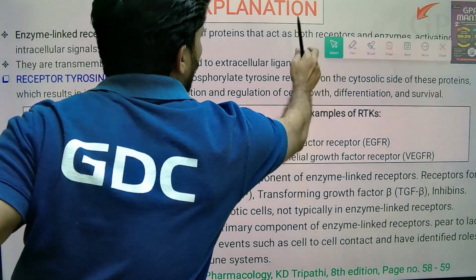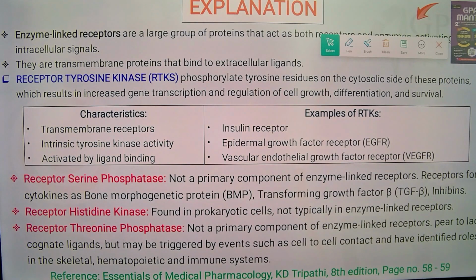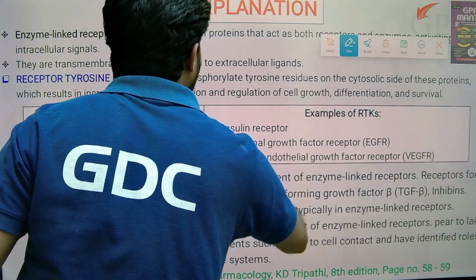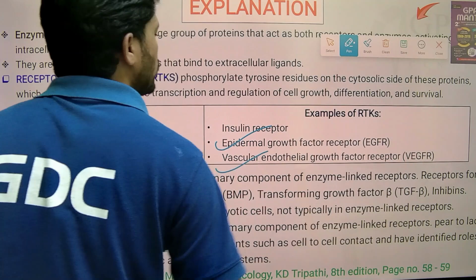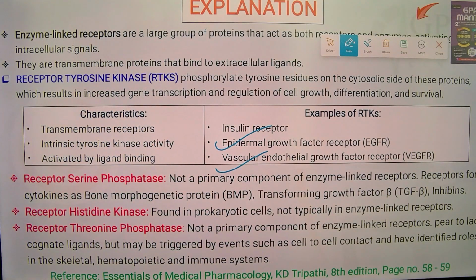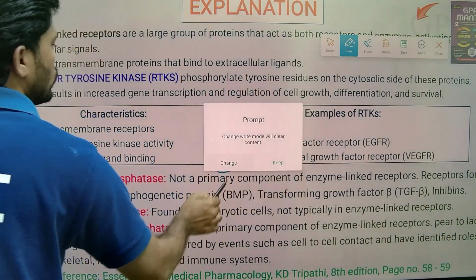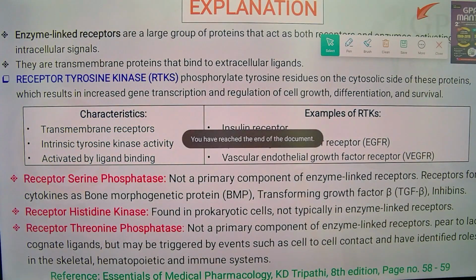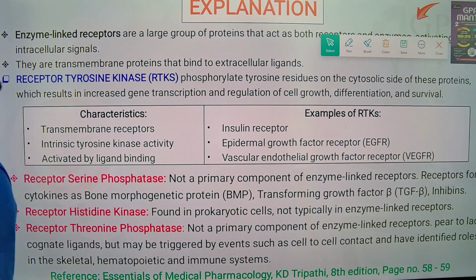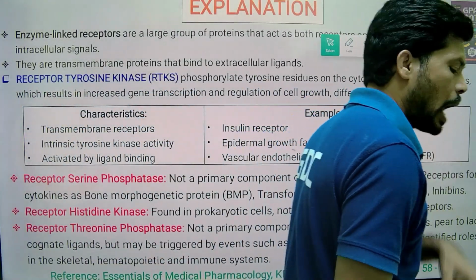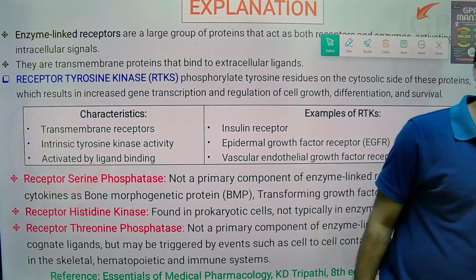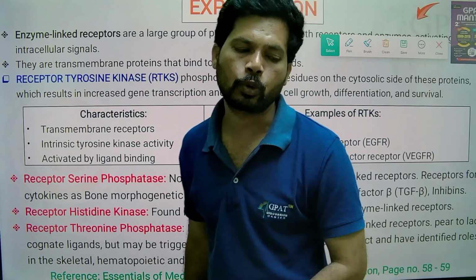Especially, one of the common hormones in the body, insulin, a peptide hormone, acts on enzyme-linked receptors. Apart from insulin, there are mainly growth factors like epidermal growth factor, vascular endothelial growth factor, and some other growth factors. They show their action through enzyme-linked receptors. So this is our session on previous year GPAT MCQs from the pharmacology subjects.